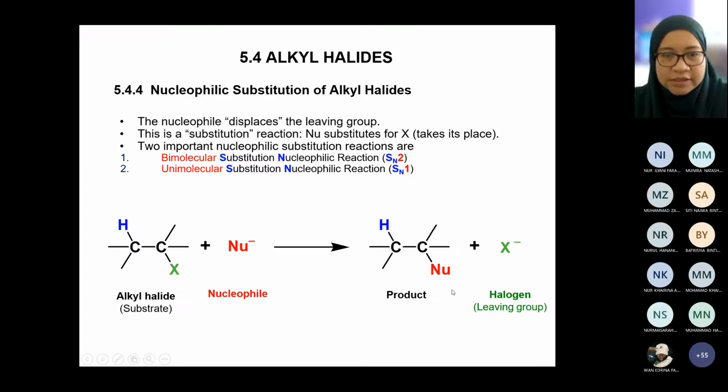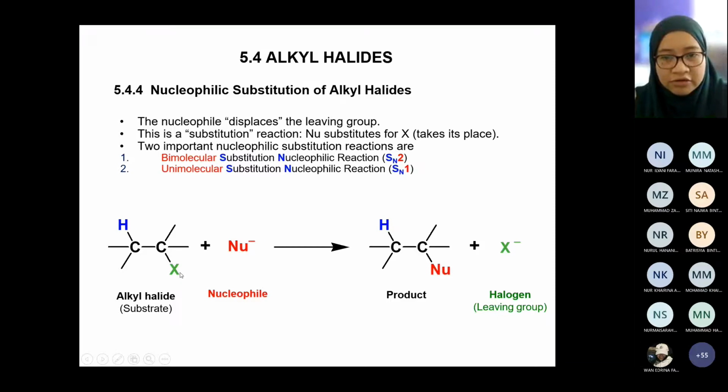This is basically the general reaction of nucleophilic substitution. We have the alkyl halide, which is our starting material, and we have the nucleophile. The nucleophile will then replace the halogen.